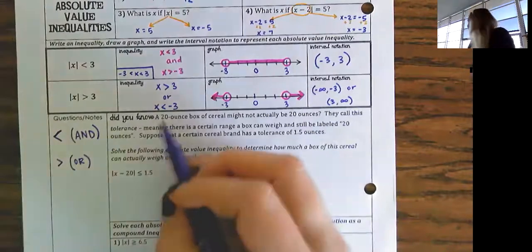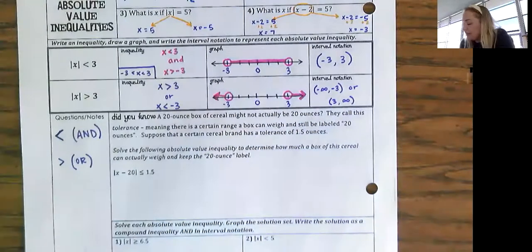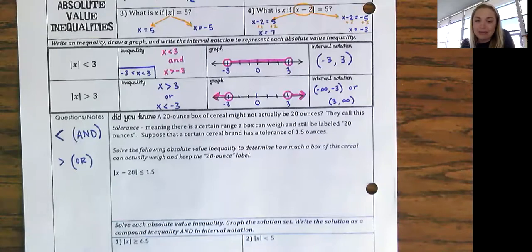So we're going to talk about this word problem, and it says, did you know a 20-ounce box of cereal might not actually be 20 ounces? Can you believe that? The world's trying to rip you off. They call this tolerance, meaning there is a certain range a box can weigh and still be labeled as 20 ounces. Suppose that a certain cereal brand has a tolerance of 1.5 ounces. You are going to solve the following absolute value inequality to determine how much a box of this cereal can actually weigh to keep the 20-ounce label.